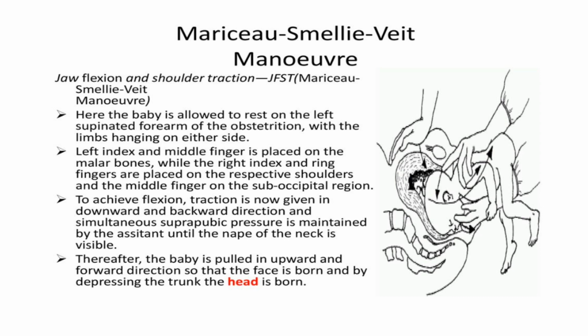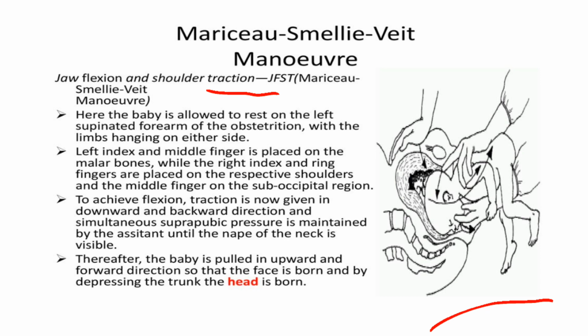So how is the Mauriceau-Smellie-Veit maneuver, the MSV maneuver, done? This is more of a jaw flexion and retraction. Here the baby is allowed to rest on the left supinated forearm of the obstetrician with the limbs hanging on the side. Then the left index and middle fingers are placed on the malar bones, while the right index and ring fingers are placed on the respective shoulders and the middle finger on the suboccipital region, as you can see in the picture. One mistake is putting your fingers in the baby's mouth. Don't do that, just put them on the malar bones.